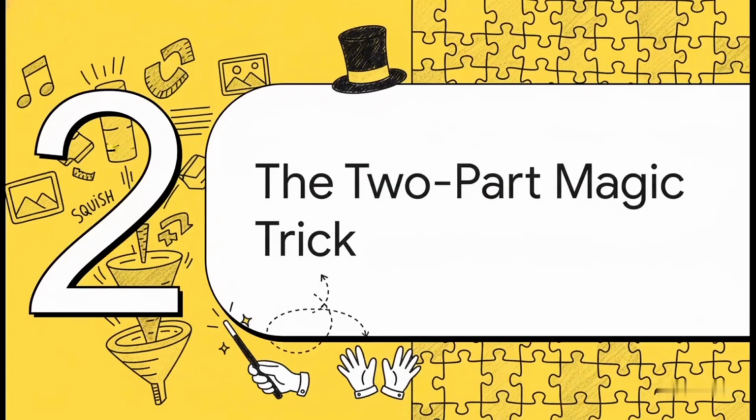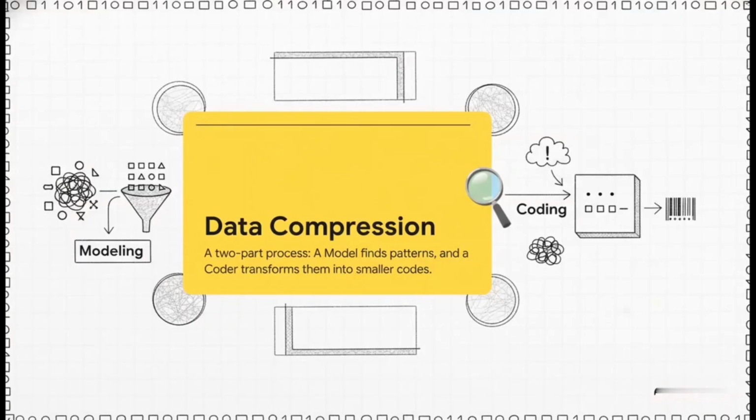So whether it's lossy or lossless, how do these algorithms actually do it? How do they perform this incredible shrinking act? Well, it's not real magic, but it kind of feels like it. It's actually a really clever two-part trick. And here it is, the secret recipe for basically all data compression. It comes down to two steps: modeling and coding. That's it. These two ideas working together are the foundation for everything we're talking about.